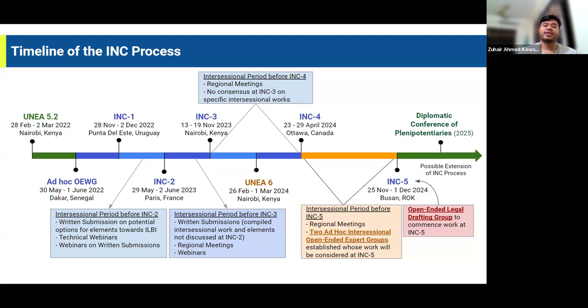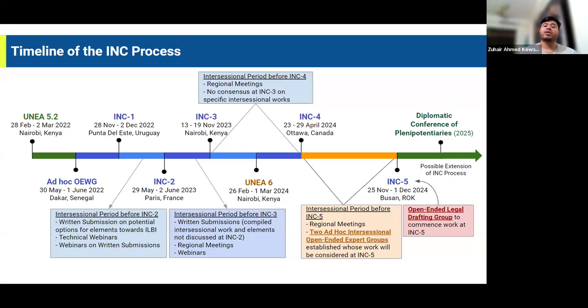For this fifth session, it's very important because some of the intersessional work being carried out has been agreed at the fourth session, I mean INC4, and then a lot of other intersessional work generally is organized before every subsequent session, which are the regional meetings. And then it's expected to be finished at this fifth session. If the final draft is accepted and negotiated successfully, then there'll be a diplomatic conference organized next year in 2025 for the adoption of the treaty.